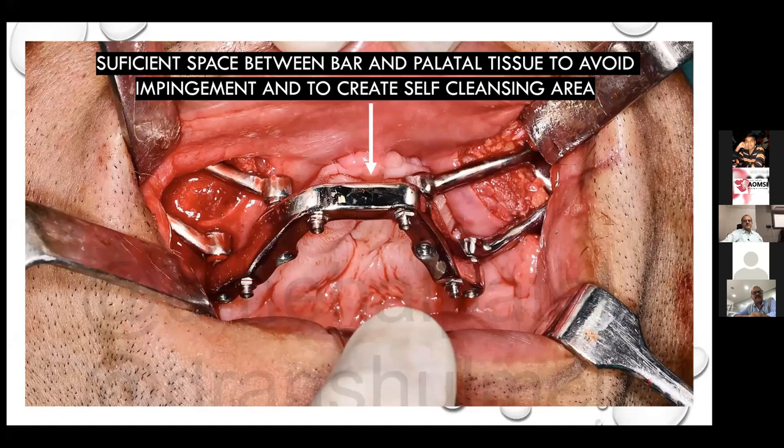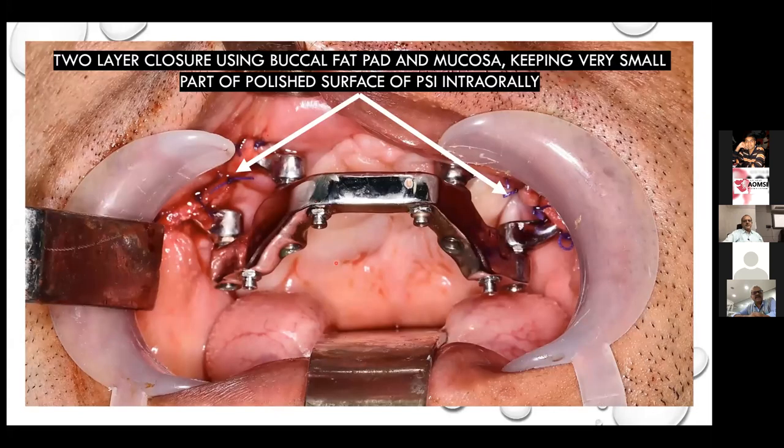So this is a fixed bar. You can see there is a small incision, and the middle part is intact, the palate is intact. Once it is done, if you have a buccal pad of fat, you can place the buccal pad of fat as an additional layer of safety, and then you close it primarily. Sometimes we use a mucograft around this implant just to create thick tissue like attached gingiva, and then you close it primarily.